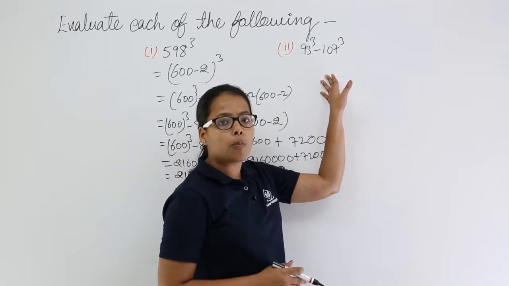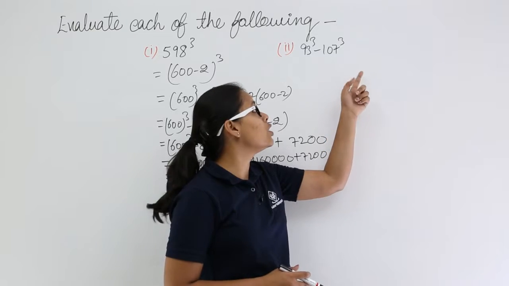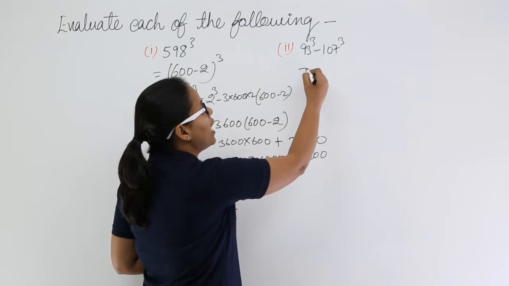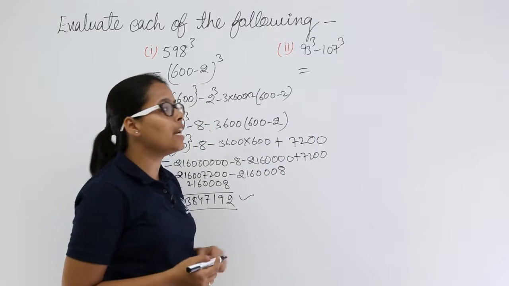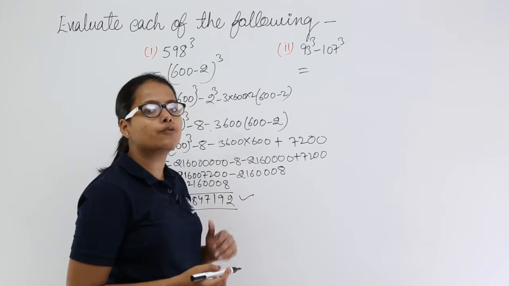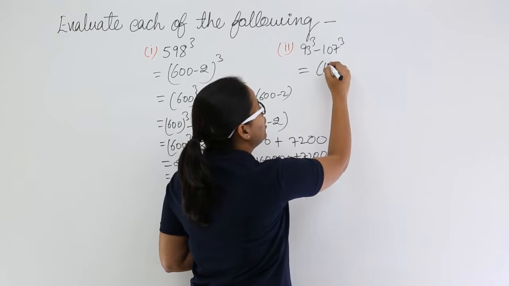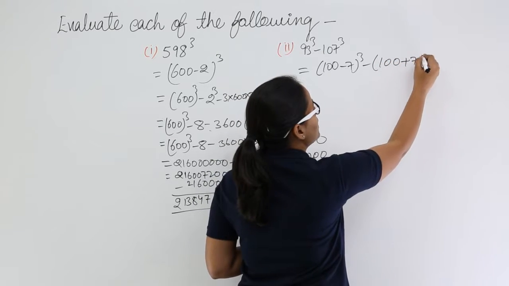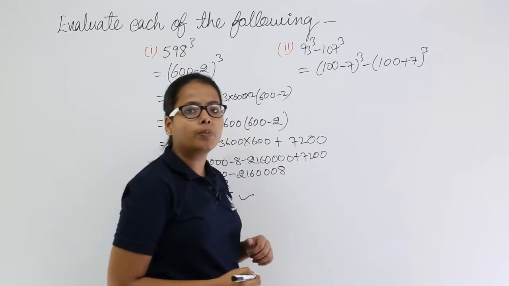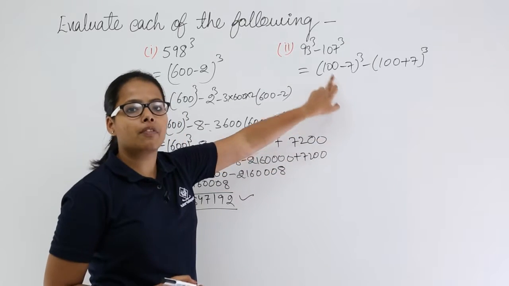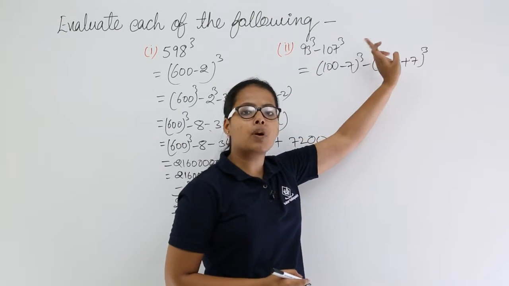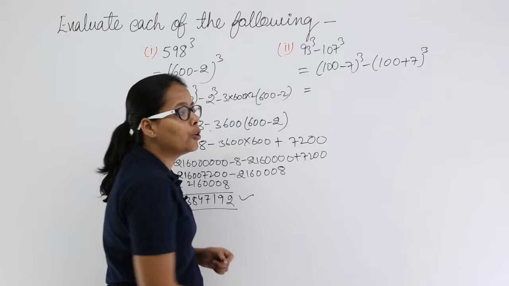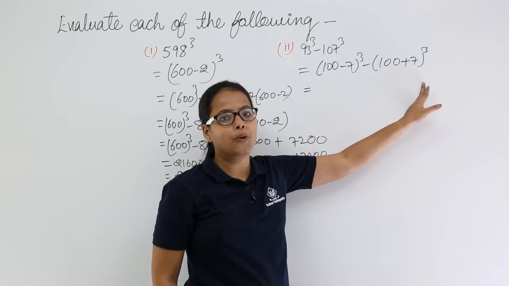Now let's take the second problem, which is 93 cube minus 107 whole cube. So what will you do in this expression? Let's make use of identity. To make use of identity, first you will have to put this in an identity form. You can write this as this and you can write this 107 as this. I hope there should be no doubt. 100 minus 7 will give you 93. 100 plus 7 will give you 107. Now you will apply the identity here, a minus b whole cube, and in this a plus b whole cube.